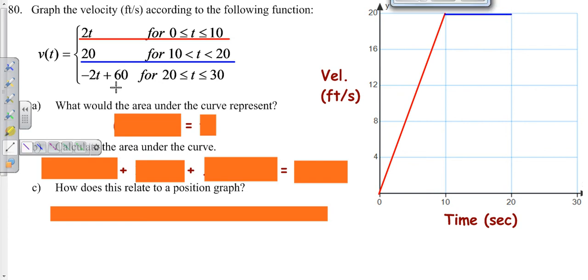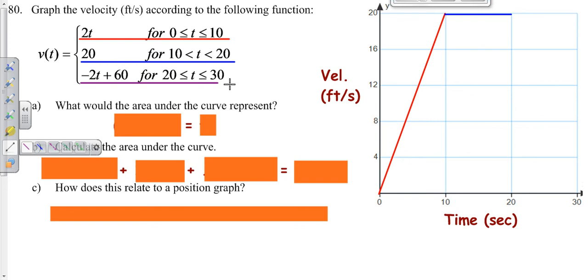Then we want to look at this one down here. So this one only goes from 20 over to 30. So let's take our 20 and plug it in here. We know this is going to be a line, slope of -2 with a y-intercept of 60. But our line only starts at 20. So if we take 20, plug it in, we get -40 plus 60. So we get 20. So that's going to start right here where the blue line left off.